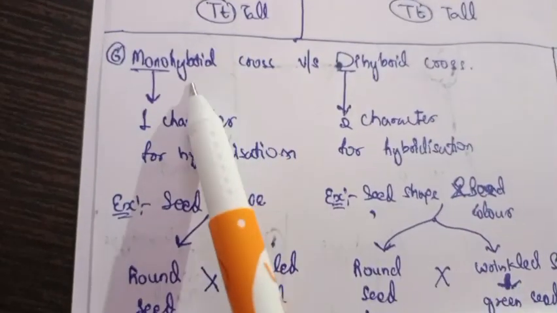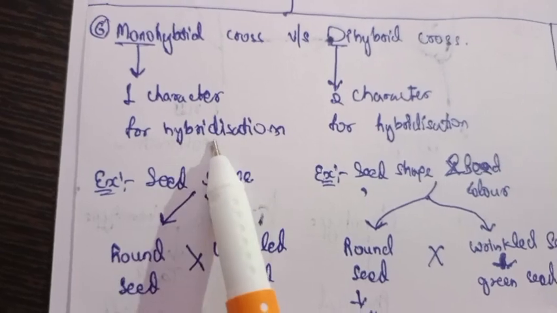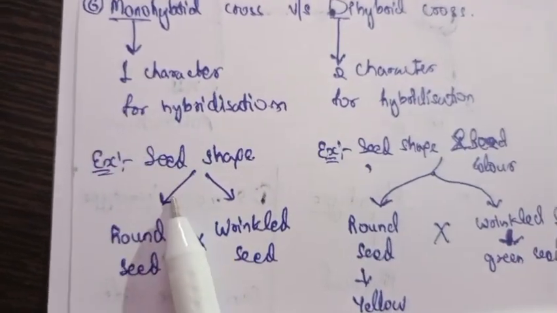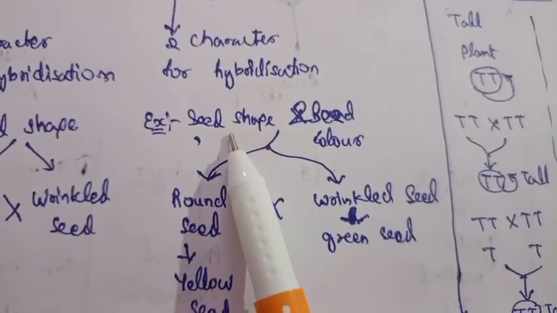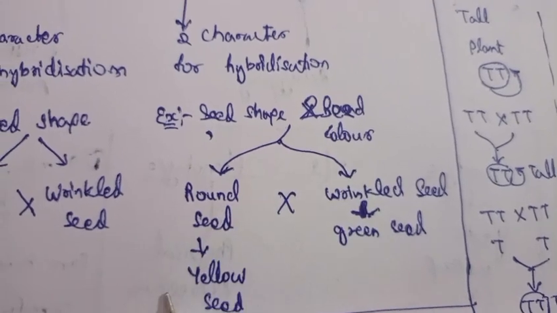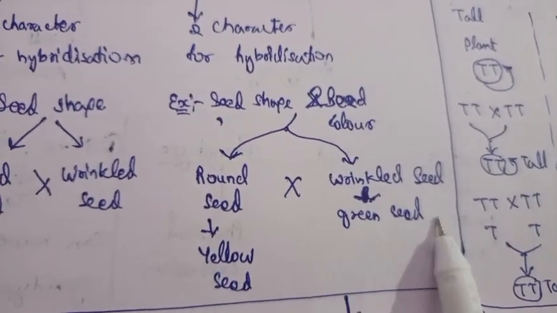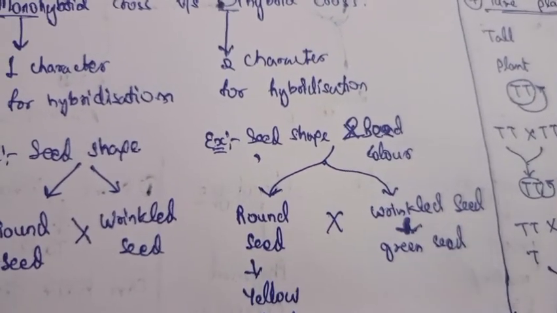Let's understand the differences between monohybrid cross and dihybrid cross. Monohybrid cross: one character for hybridization. Dihybrid cross: two characters for hybridization. Monohybrid cross example: seed shape, round seed, wrinkled seed. Dihybrid cross example: seed shape and seed color. Round seed and yellow seed are both dominant, and wrinkled seed and green seed are both recessive characters.